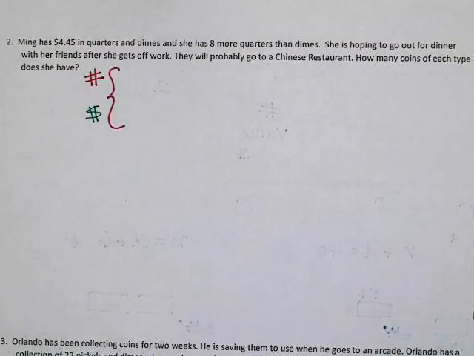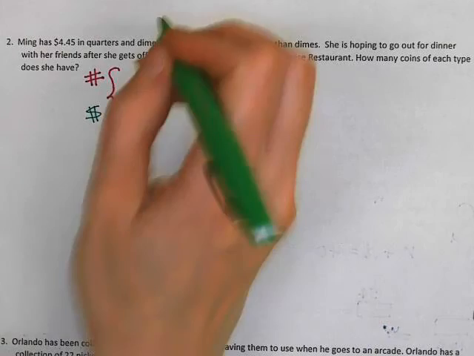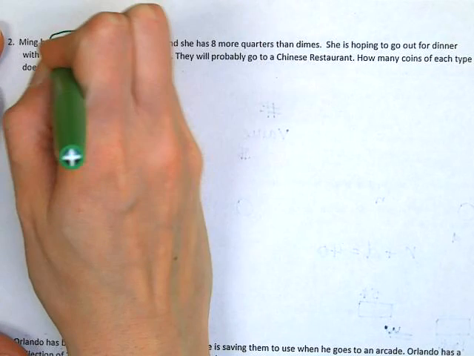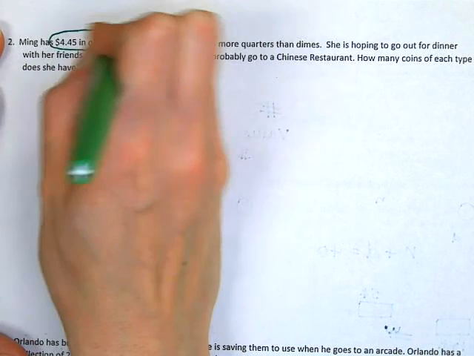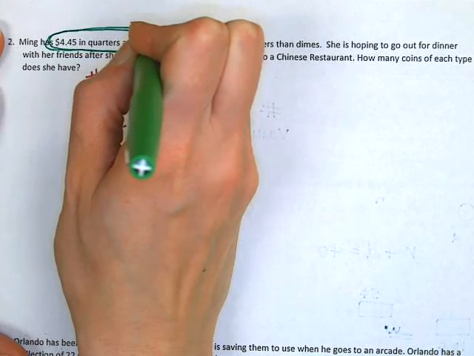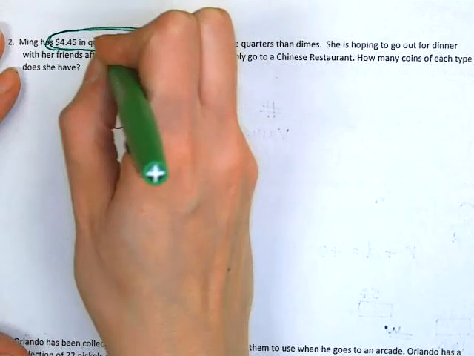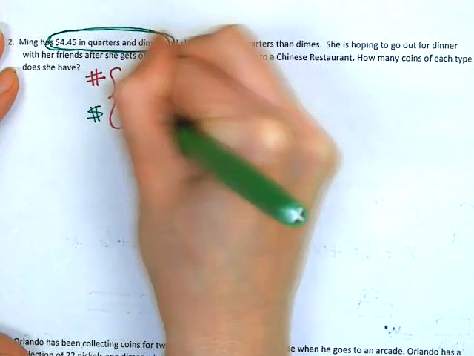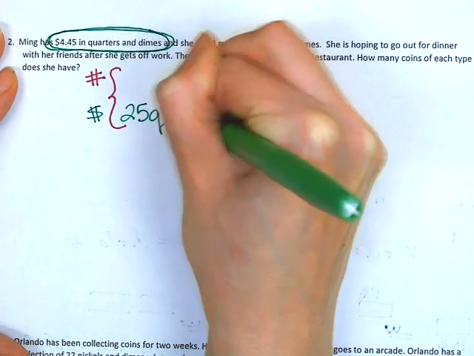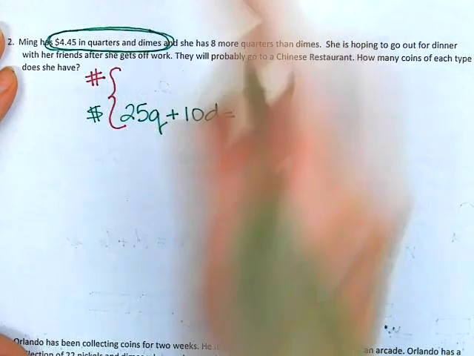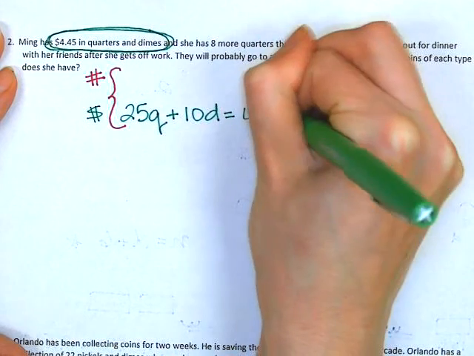Okay, and this one's a little bit harder. All right, this one, right off the bat, we're starting with value. Ming has $4.45 in quarters and dimes. That's a value. So we're going to put that in the value spot. So quarters are worth 25 cents, and dimes are worth 10 cents, and we're also going to move the decimal 2 spots to make 4.45.